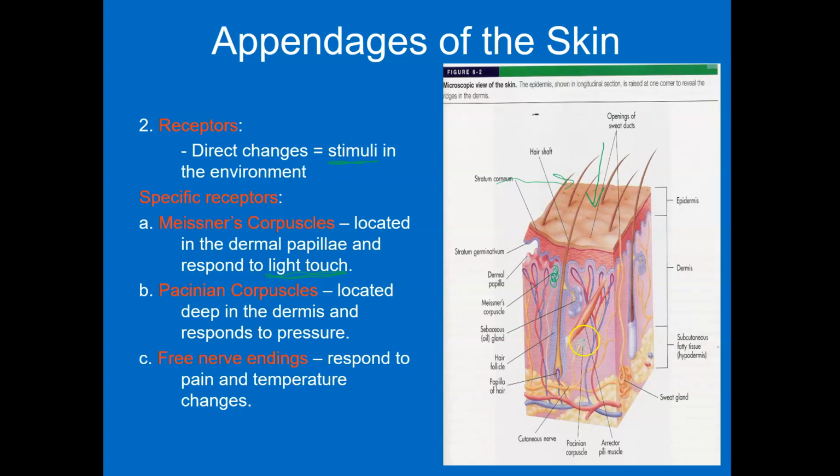Pacinian corpuscles are deeper. Pacinian or laminated, they're called laminated because they have layers, i.e. lamina. These corpuscles are deeper and they give you an idea of pressure. Now, sometimes the pressure is okay, like it'll tell you if your pants are too tight, but it will also tell you if like your brother punches you in the arm, right?